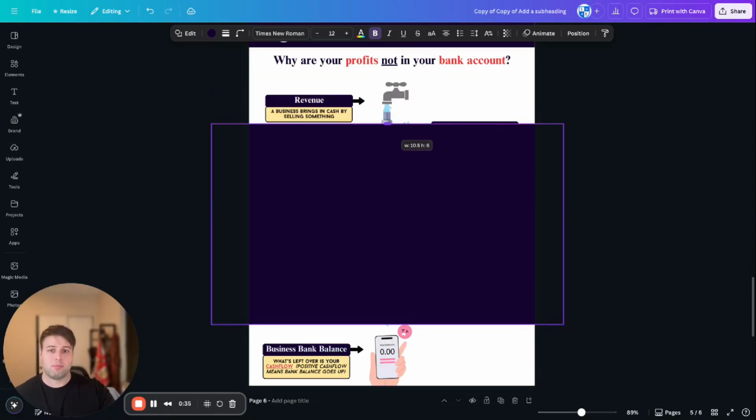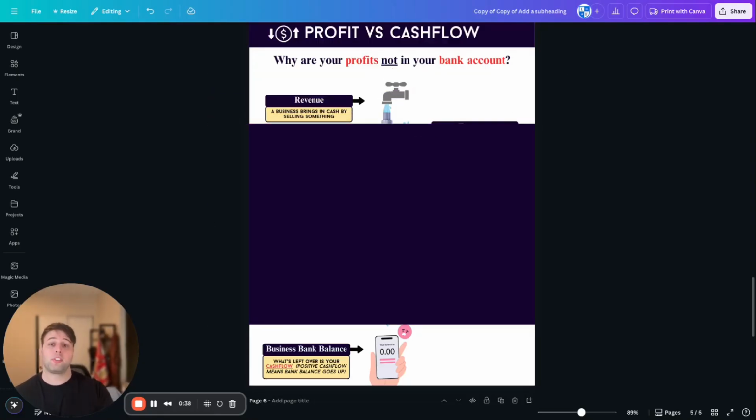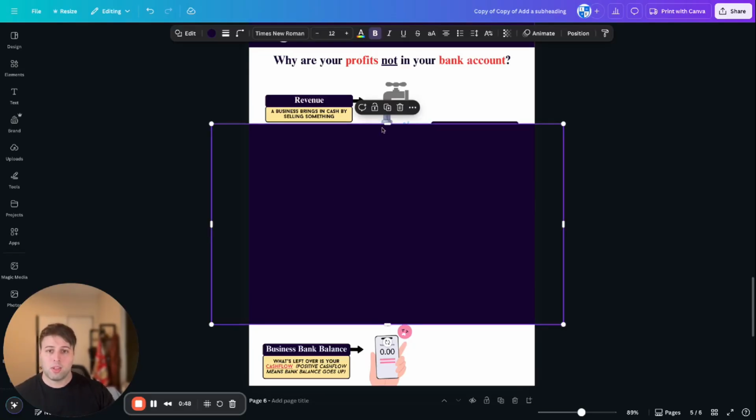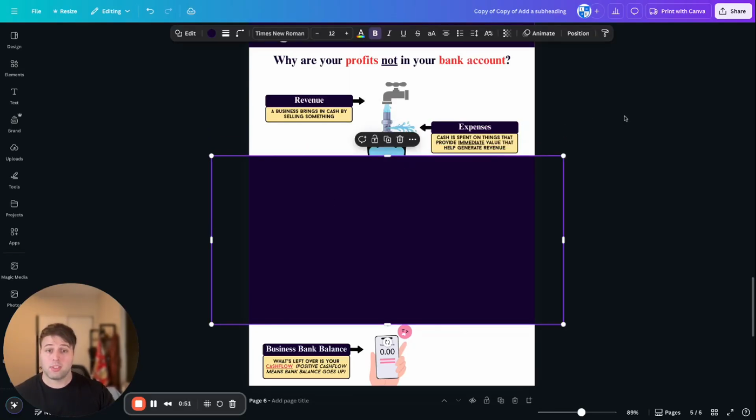So at the top, we have our revenue. So this is money coming into your business. You sell a product or service, a customer gives you money for that product or service, and you deposit that money into your bank account. Everyone understands what that is. That part's easy. After our revenue, we have expenses.